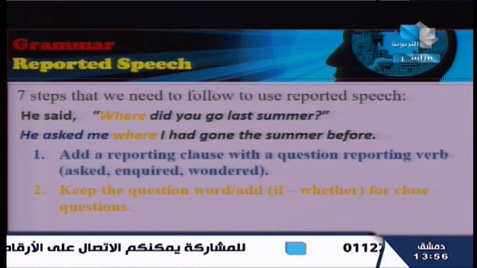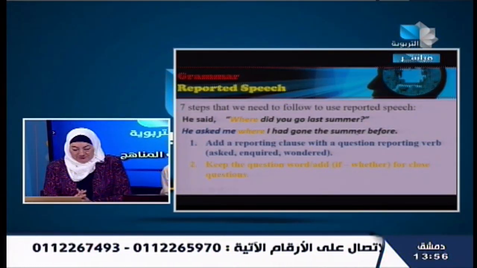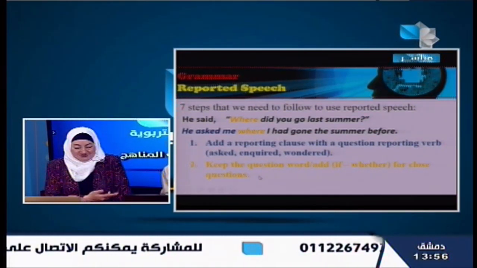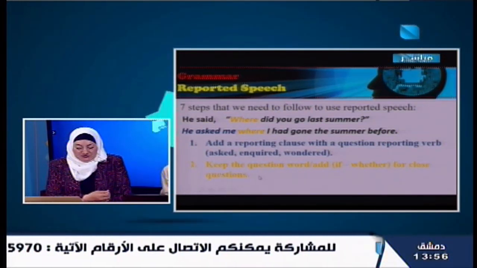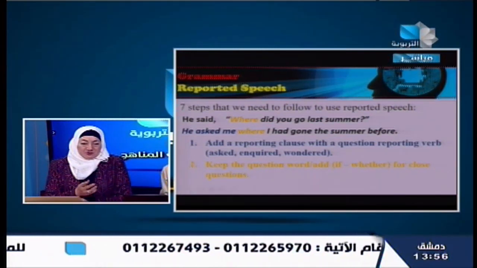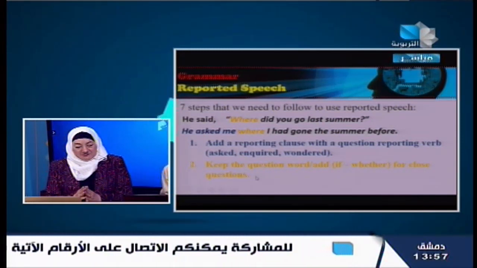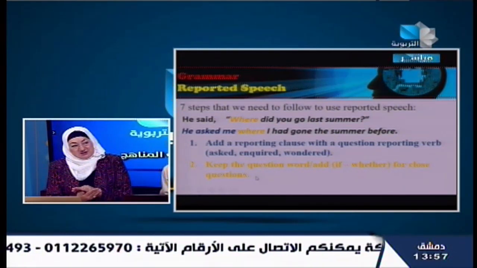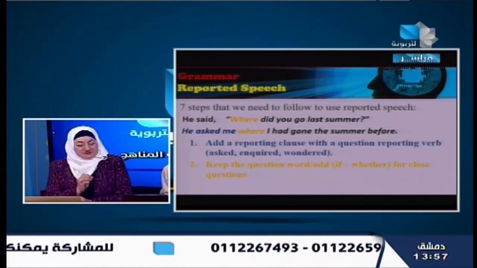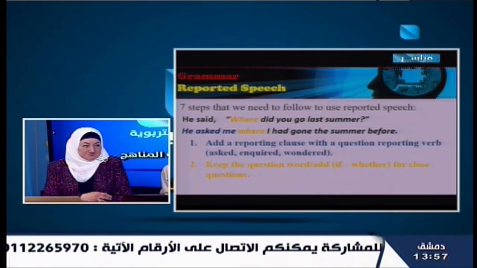The third change, for the same example: "Where did you go last summer?" is changed into, he asked me where I had gone the summer before. The third step is to use the word order of the statement: subject, verb, and the rest of the sentence. This means if we have do, does, did, we have to omit them. If we have a helping verb, it should come after the subject after changing the tense. We should be careful with the changes of the tenses because the reporting verb is past: asked, inquired, wondered, and so on.